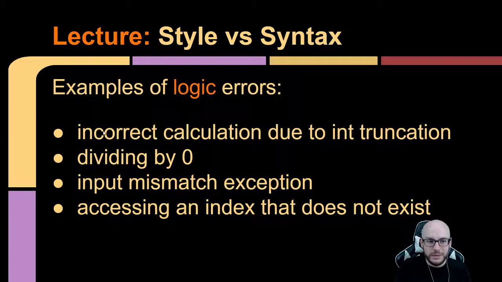Okay, examples of these include incorrect calculation due to int truncation, right? We've encountered this. We actually saw it a couple of different times where we did things like 4 divided by 3 and truncation occurred. Our program compiled, our program ran, IntelliJ didn't highlight anything with red. So this was a logic issue for us, right? A math issue. Dividing by 0.